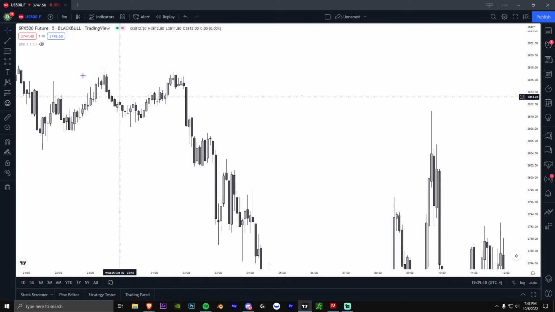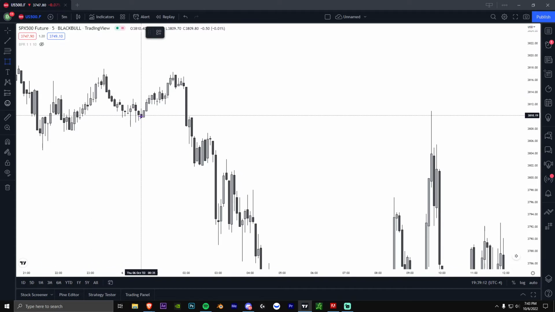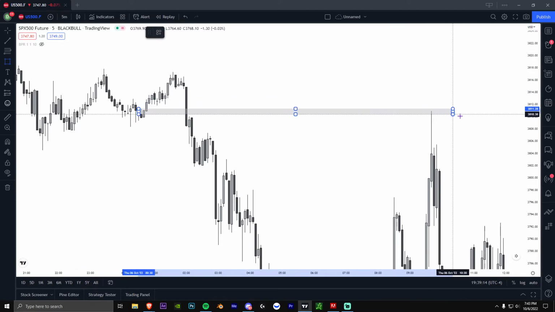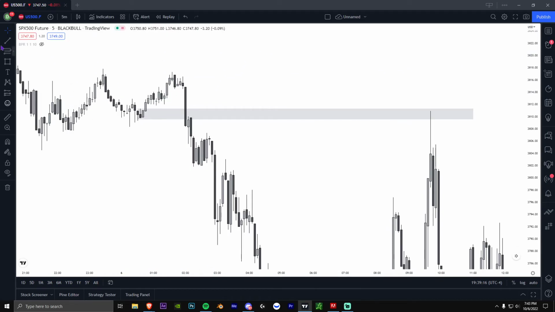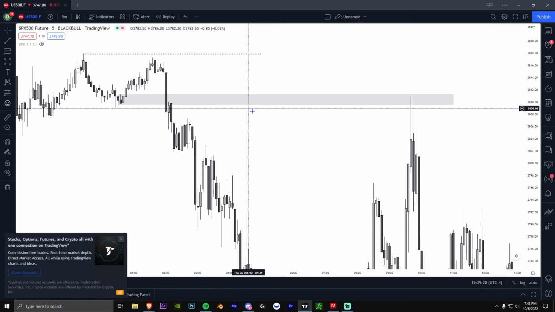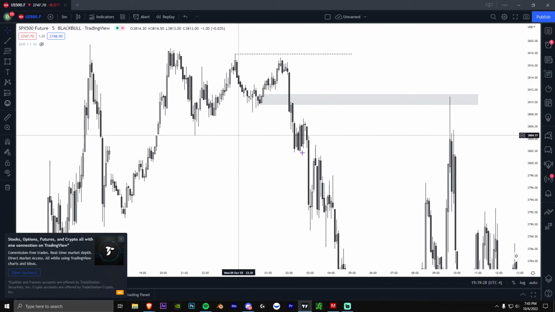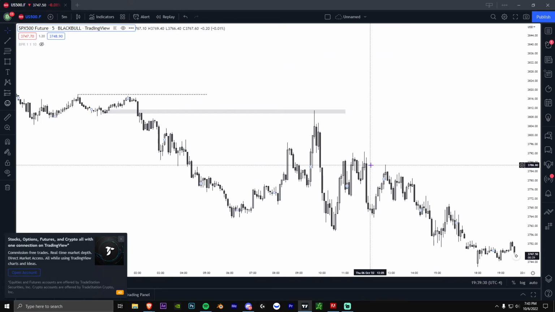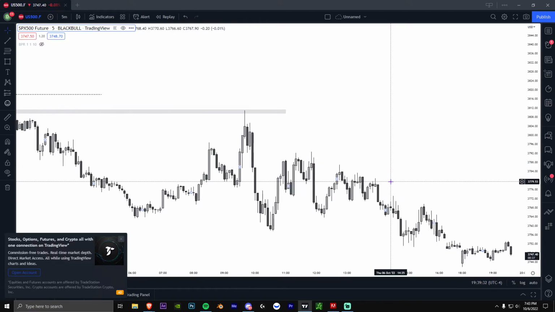This was a mitigation block, so see this red candle right here before this up move? We never took liquidity. See how we never took liquidity? We made a huge move down, and next time we came up here, we rejected it. And why is this so high probability? Because we're in the middle of a fair value gap, and it's a mitigation block right there.